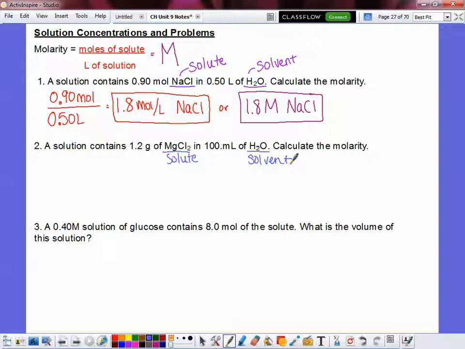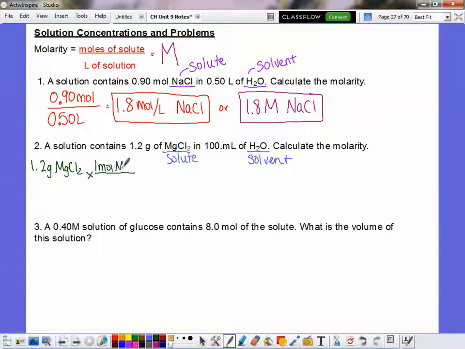All right, so in order to do the molarity here, we need moles of the solute. Do we have moles of the solute? No, we're given grams of the solute. So how do I get that to moles? Mole conversion using the molar mass on the periodic table. So I'm going to take 1.2 grams of MgCl2, and I need to convert that to moles. So I need the molar mass of MgCl2.